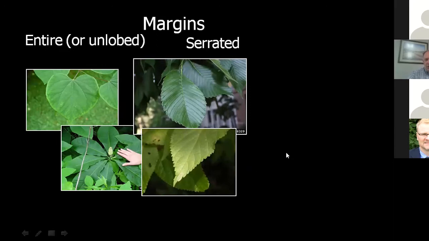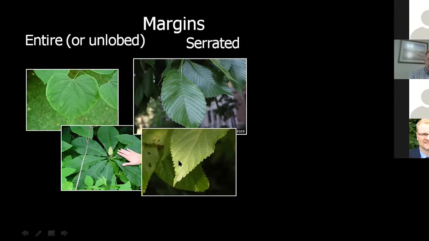The next one is called serrated. And serrated to me is a word that I use when I talk about a saw. You can see that on the margin of this one, we have little saw teeth. Now, when we start identifying trees, you'll find out that serration can come as very fine serration or very coarse serration.